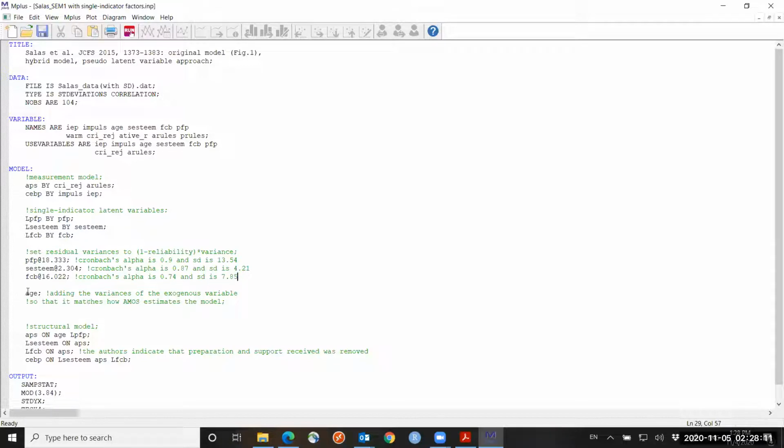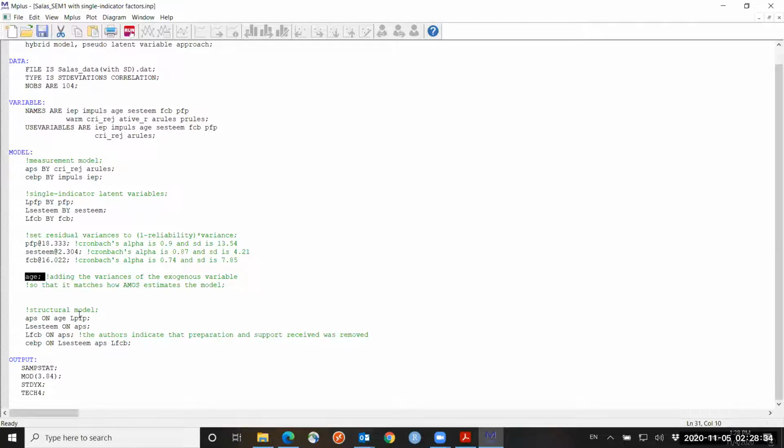Okay, I added the variance of age here just to make sure that the number of degrees of freedom meets the previous model. I'm just working with the defaults. This is something that Amos would estimate, but Mplus doesn't. But I'm estimating it so the results are consistent with what the author did in Amos.